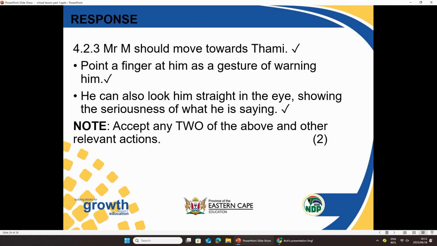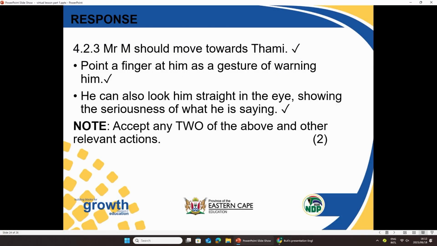Now remember, your response should talk to the text, should talk to what is happening in the text. You must not write something that is not in line with the context of the given text. What is Mr. M saying? Then which action suits what Mr. M is saying? So move towards Tammy because he's warning him. And then you can also point a finger at Tammy as a gesture of warning him. So be careful, Tammy. That's what you will write as an action or a stage direction.